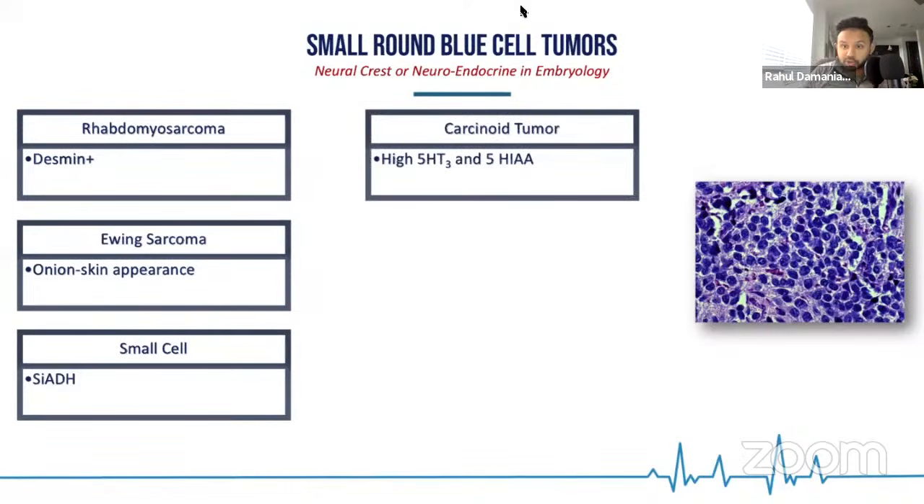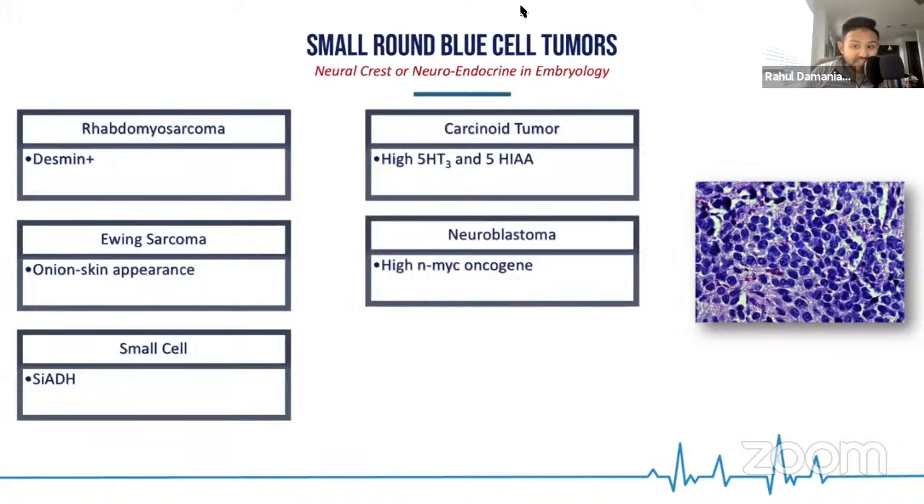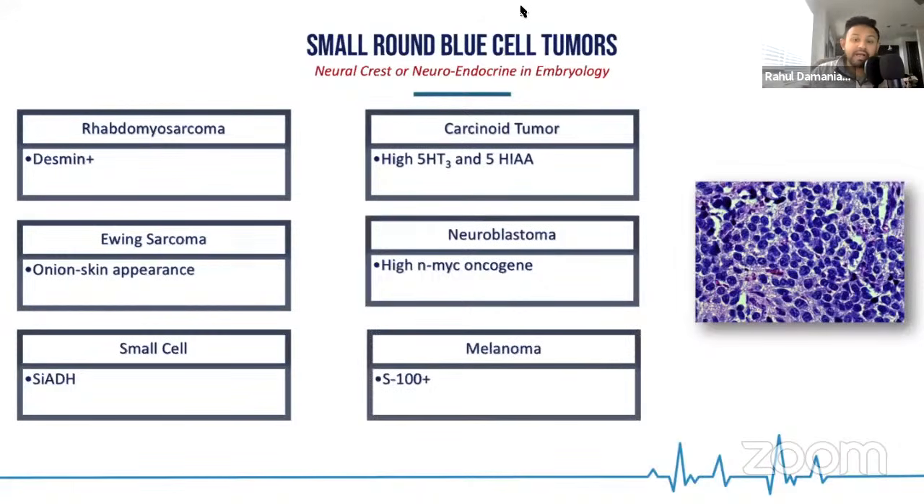Carcinoid tumors are also small round blue cell tumors. They're going to have increased amounts of serotonin and breakdown products. Neuroblastoma, which is going to be a tumor of the sympathetic chain, typically seen in kids. You're going to have a high NMYC expression. And then melanoma, which is going to be S100 positive.